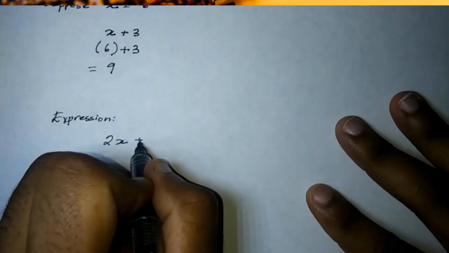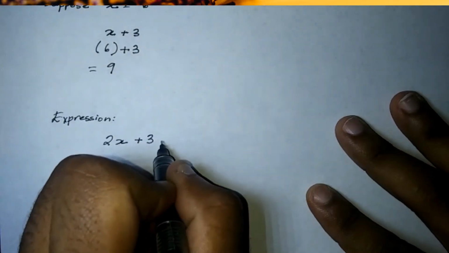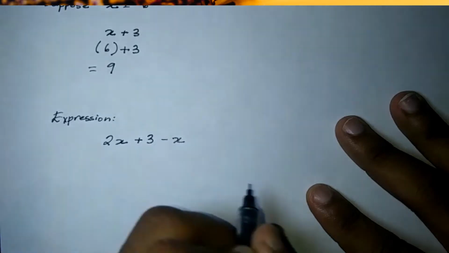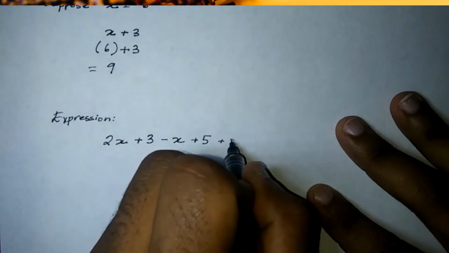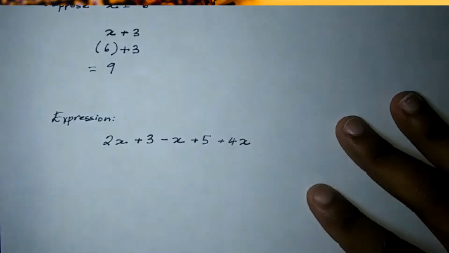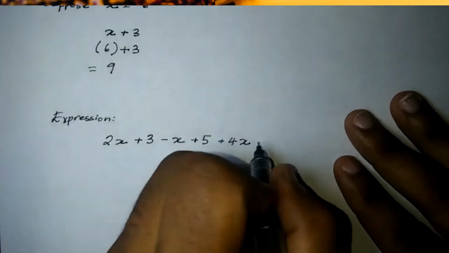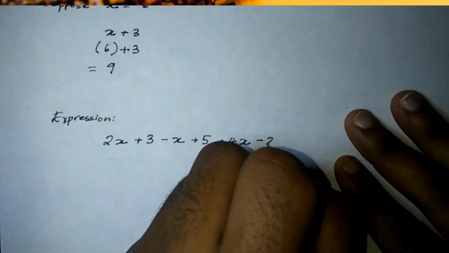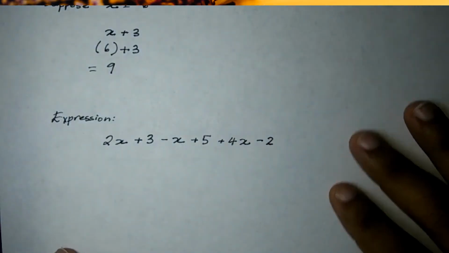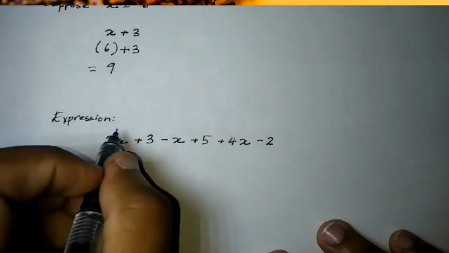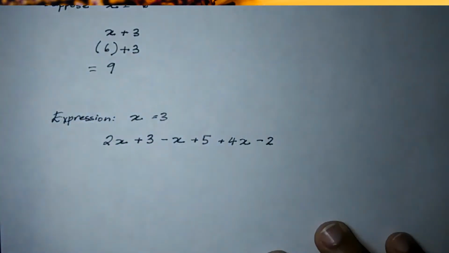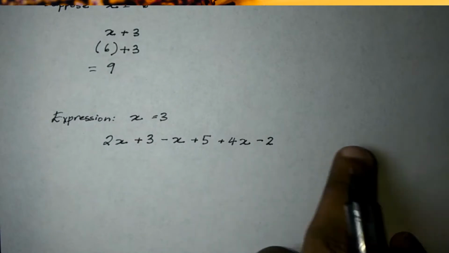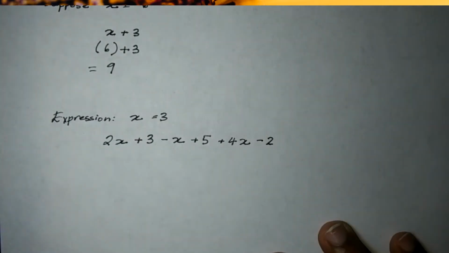2x plus 3 minus x plus 5 plus 4x, and throw on one more just for fun, minus 2. Great. Now remember, if the value of x is supposed to be 3, it means I'm replacing x everywhere I see x in this expression with 3.